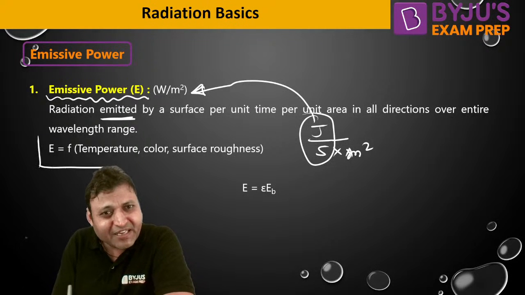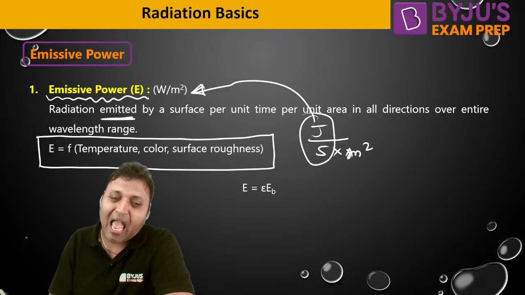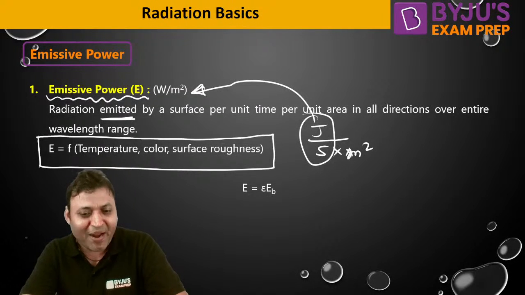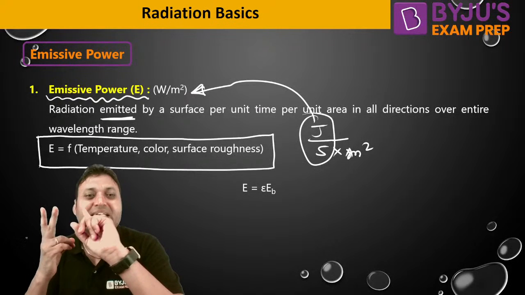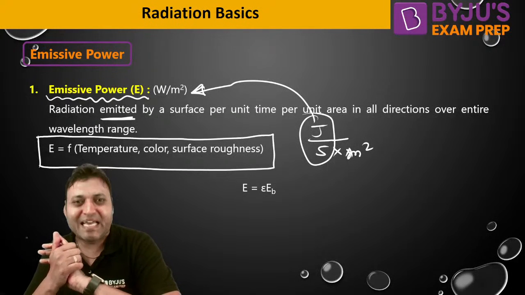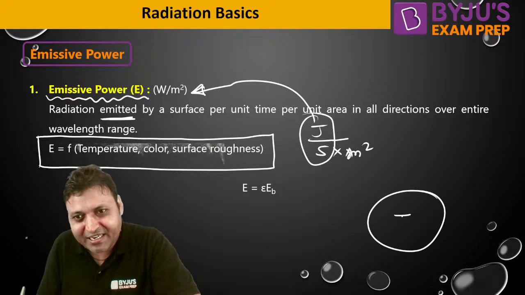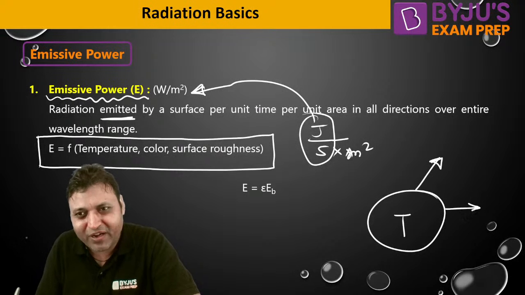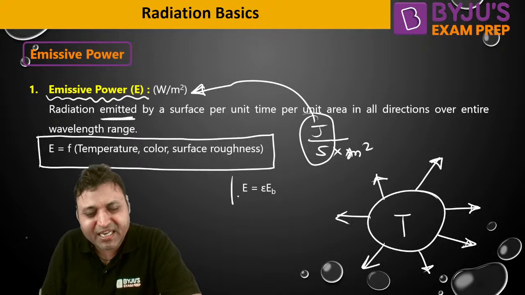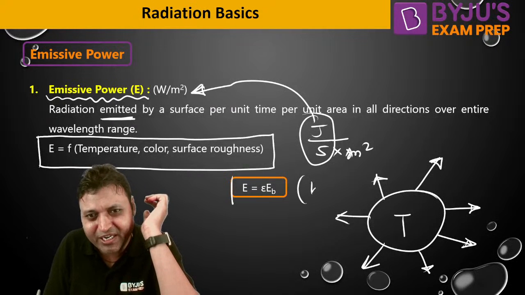Emissive power of a surface depends on its temperature. Emissive power depends on the color. Emissive power depends on the roughness of the surface. So emissive power depends on the temperature of the surface, on the surface condition like color and roughness, and it also depends on the material of the surface. And for any surface which is at temperature T, we can find the emissive power by comparing with the black body. This is how the emissive power of a surface can be written. This is the emissive power. The unit is watt per meter square.